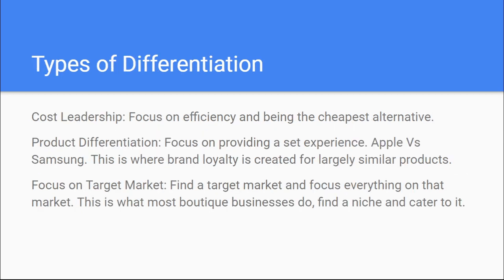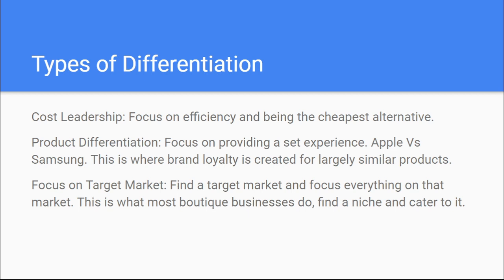And there's different types of differentiation. So there's cost leadership, where you focus on efficiency and being the cheapest alternative. This is kind of the Walmart method of things. They really focus on being incredibly efficient and the cheapest alternative to shop at. That is their entire reason for being.